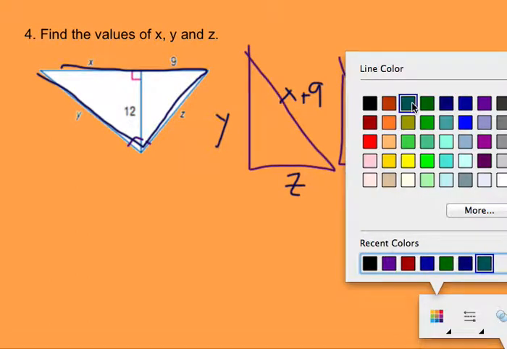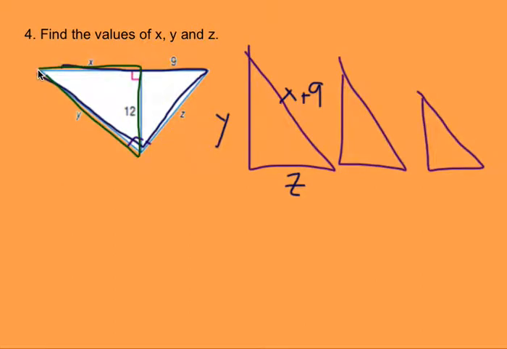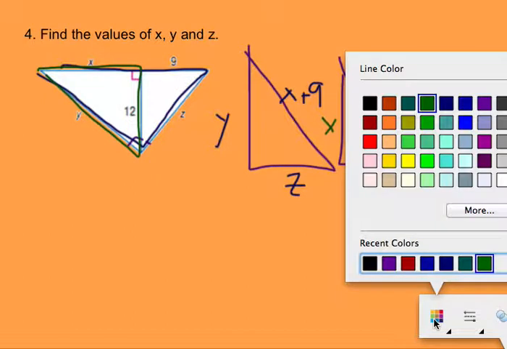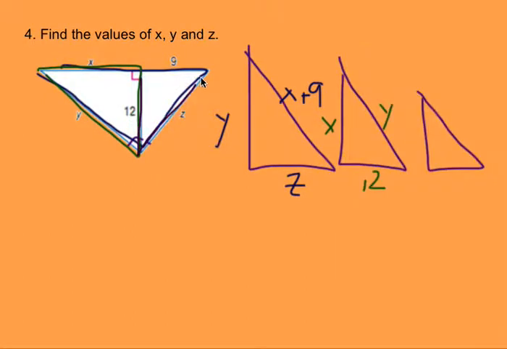Now, let's take a look at my medium triangle. So for my medium triangle, that's this guy right here. My short side is 12, my long side is x, and y is my hypotenuse. Finally, last but not least, let's take a look at my small triangle, my little guy. So my short side is 9, my long side is 12, and my hypotenuse is z.